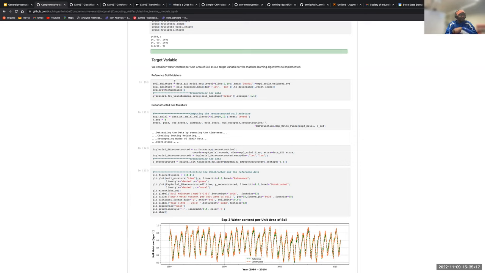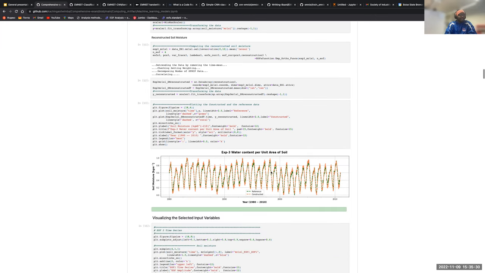And then for that soil moisture, we did it at two points, whereby the first one, we didn't reconstruct the data set, which is the Y input. The second one, we reconstructed the data. And then we plotted the two. So you can see that they are similar.